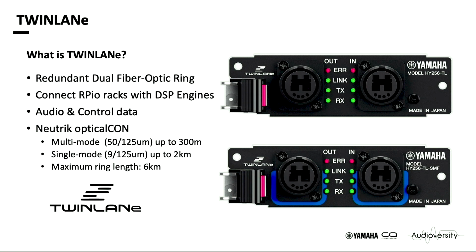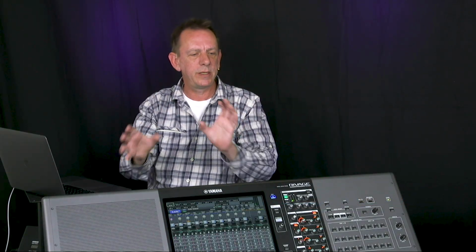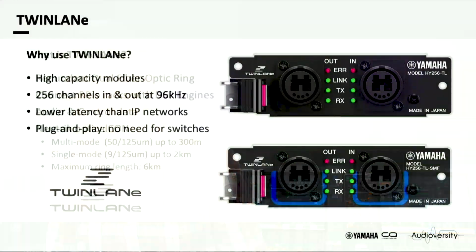And we tend to use Neutrik opticalCON cables. You can have multi-mode up to 300 meters long or single mode up to 2 kilometers. The maximum ring length is 6 kilometers. So just to confirm, maximum 2 kilometers between the devices, but the total ring can be no longer than 6 kilometers. That's right. That's in order to keep the latency low enough, because it takes a little time for light to travel through fiber. So there are 2 modules you can choose from, single mode and multi-mode.